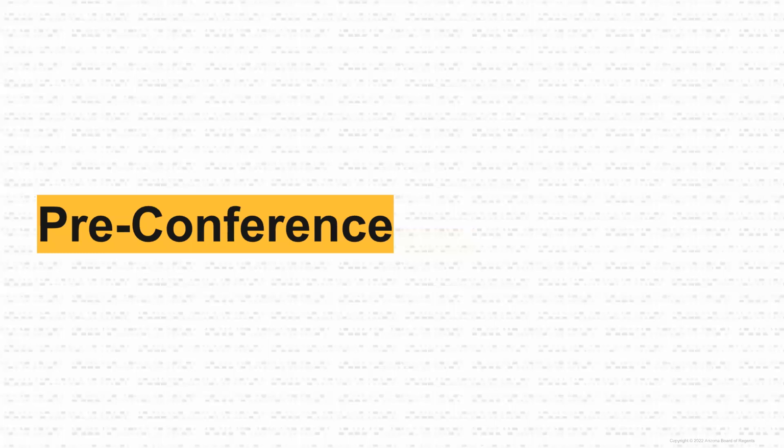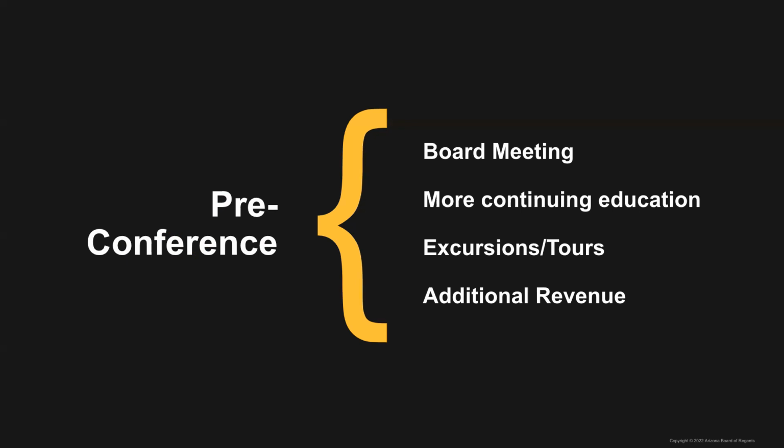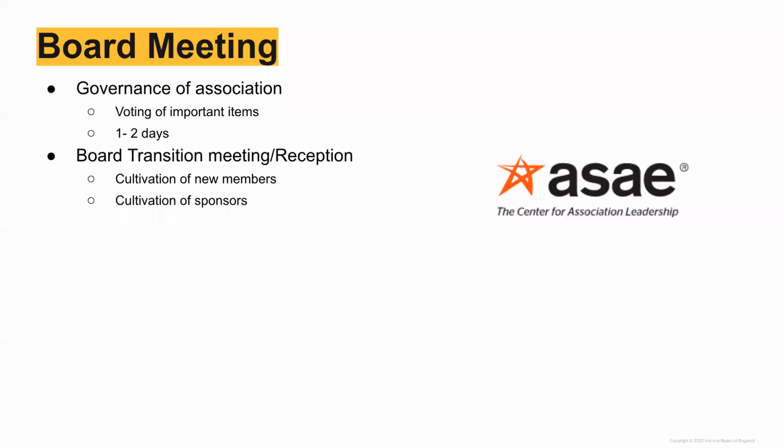So once you have that, you can then begin thinking about pre-conference activities. So that may be a board meeting, more continuing education, excursion tours, all things available to bring in additional revenue. So for the board meeting, if you're an association, this is where a lot of governance is taking place. Voting of important items, transitioning the board, cultivating new members, cultivating of sponsors, lots of planning. It generally takes place over 1 to 2 days prior to the conference.